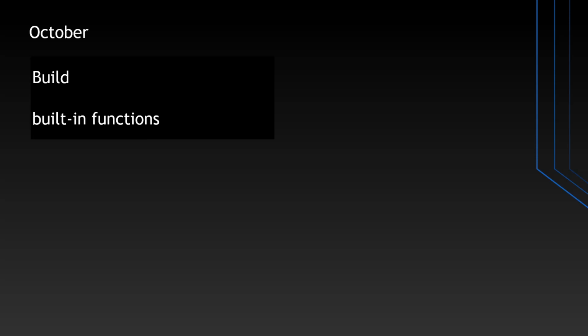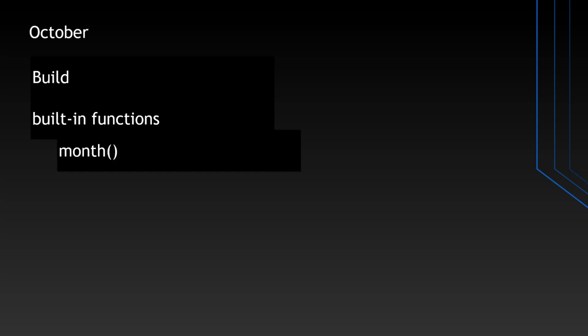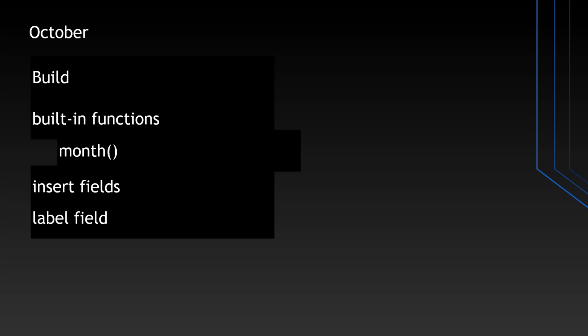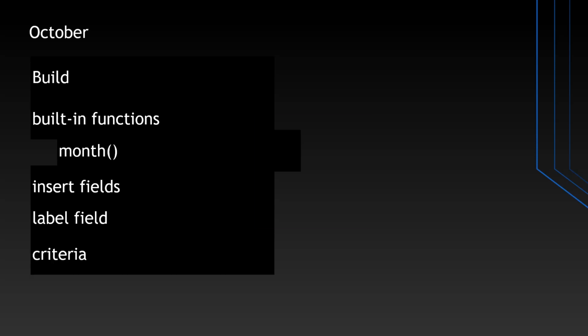In October we learned how to use the build option. We learned how to find the built-in functions, specifically the month function. We then learned how to add in fields from the tables. We discovered how to label the calculation field and use a criteria in it.